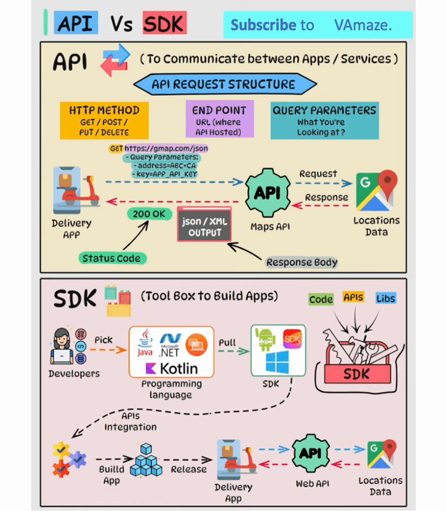To sum up, APIs let your application communicate with external services, while SDKs give your developers the tools to build that application efficiently.